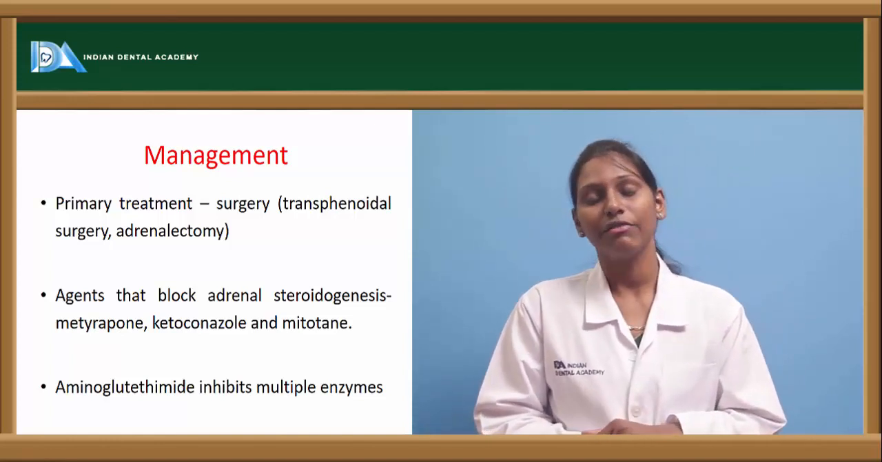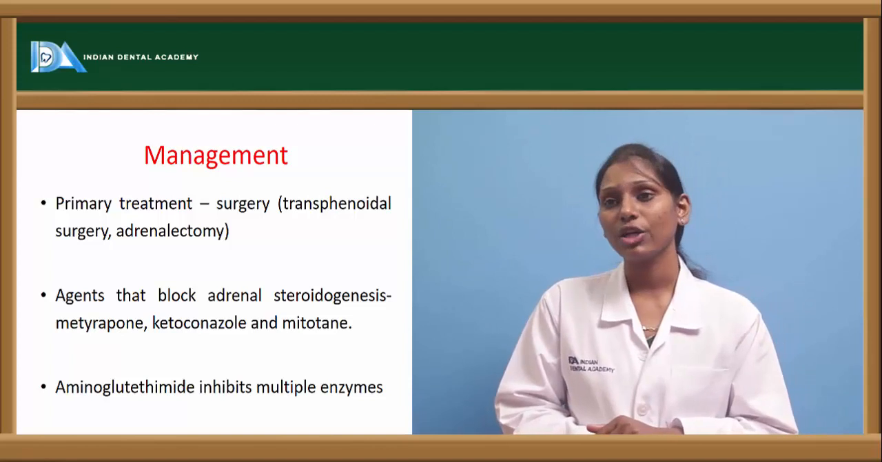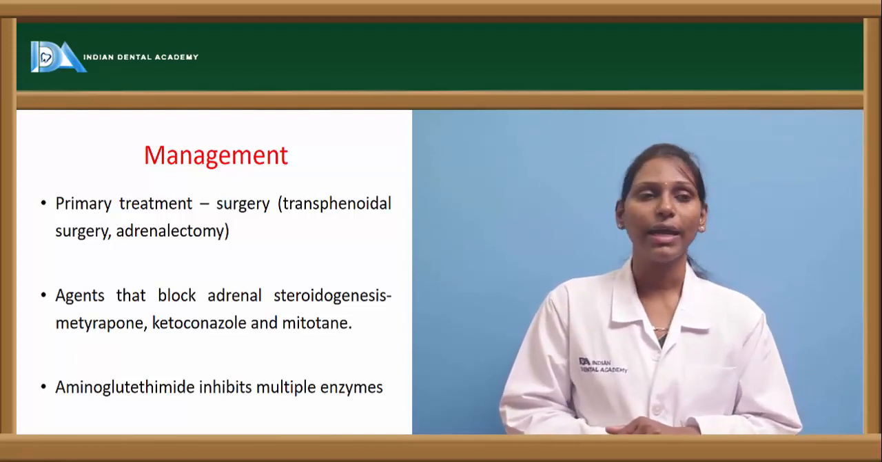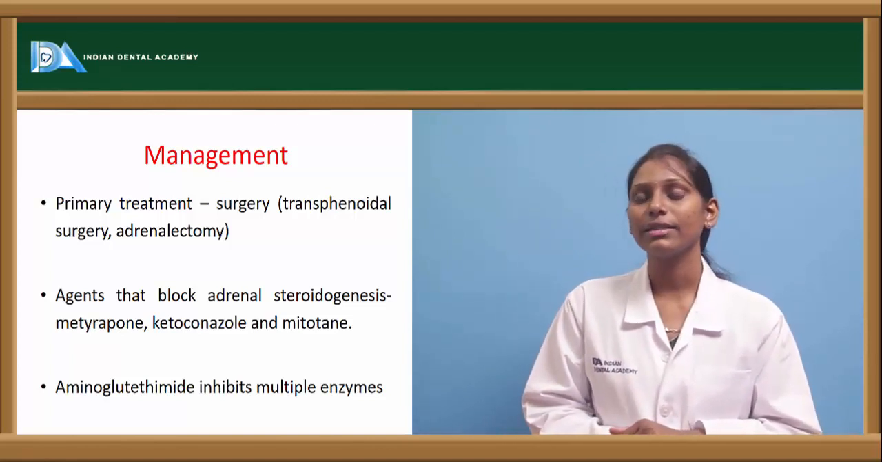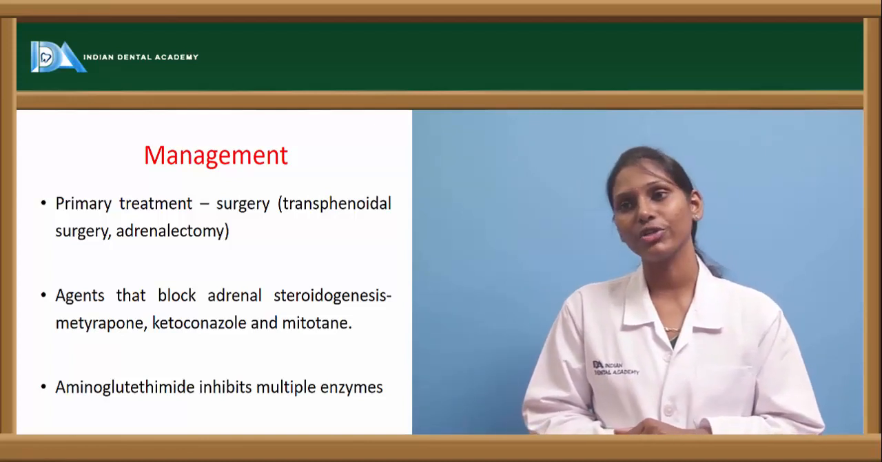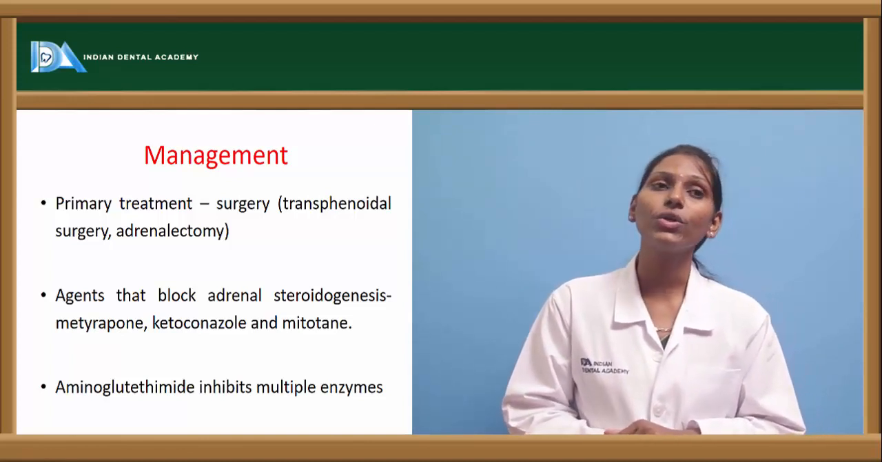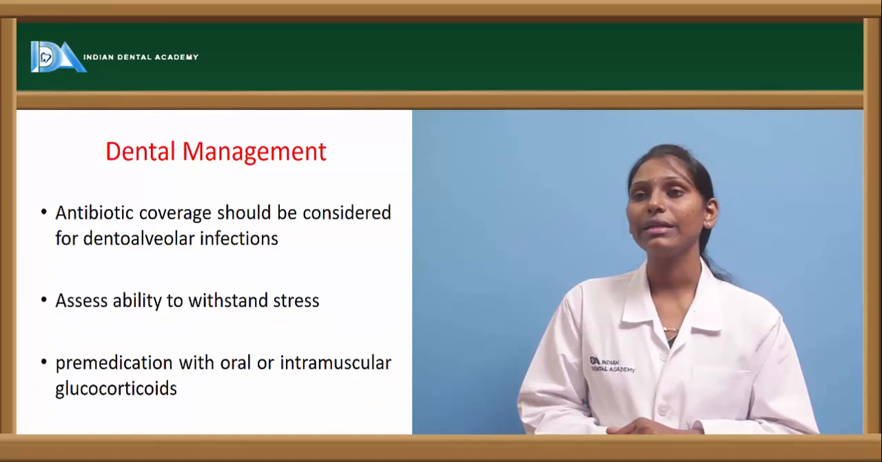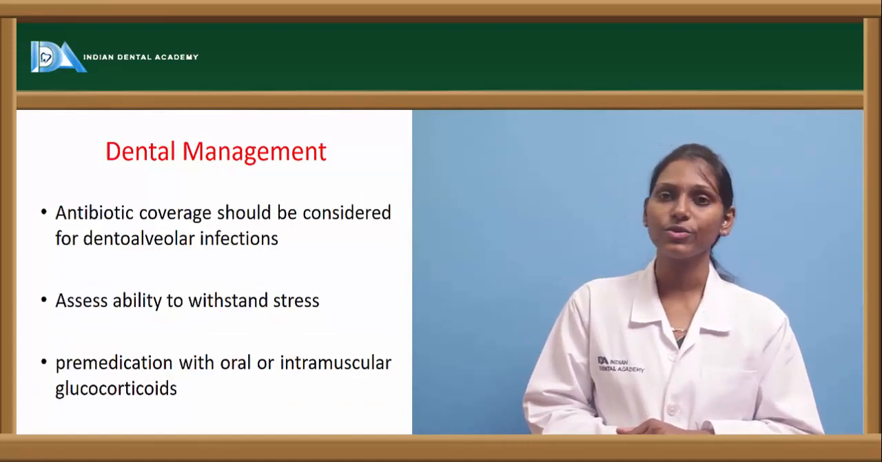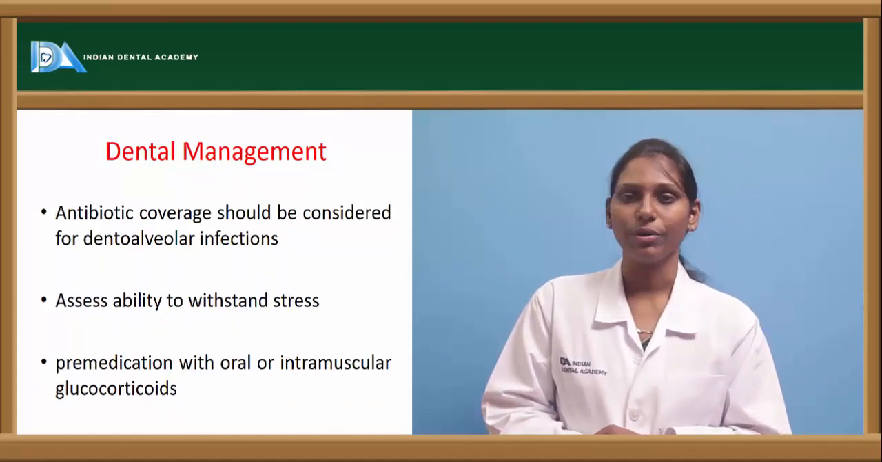Then we have agents that block adrenal steroidogenesis, that is, we have to block steroid production from the adrenal gland, and those include metirapone, ketoconazole and metyrapone. These are agents that can block adrenal steroidogenesis. We have something called aminoglutethimide. This will inhibit multiple enzymes and thus reduce the cortisol level circulating in the blood.